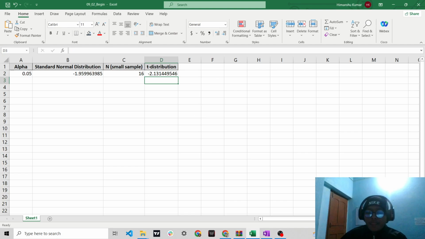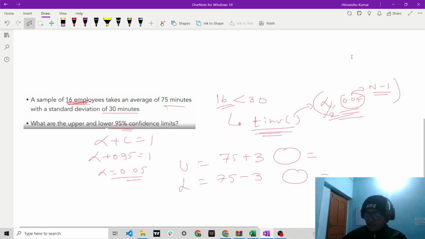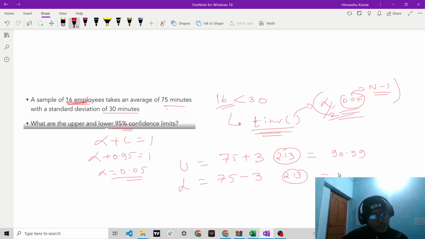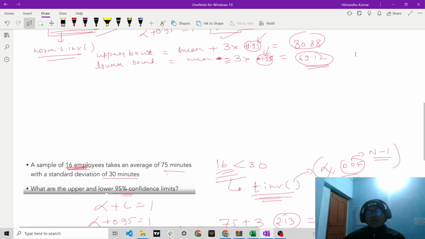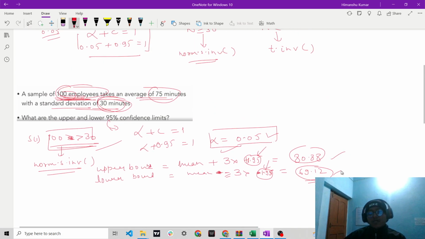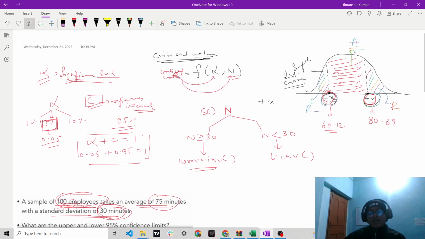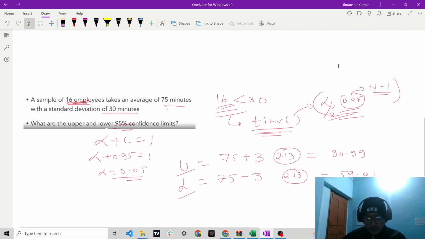So we get 2.13. The box will be filled with 2.13. So the upper bound you'll be getting is 90.99, and here we will get 59.01. So if your sample size is less than 30, these are the upper and the lower bound. By this you will be able to get the value of the upper bound and the lower bound.